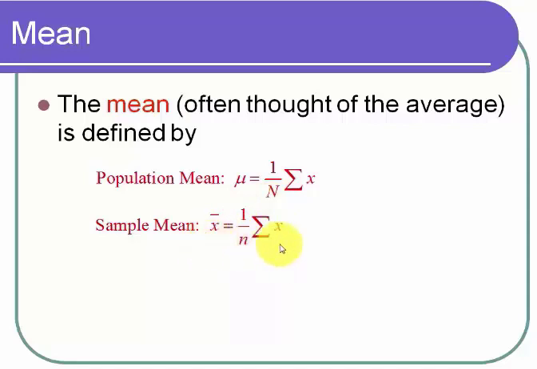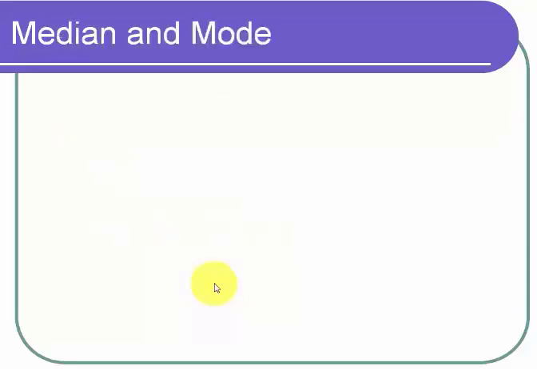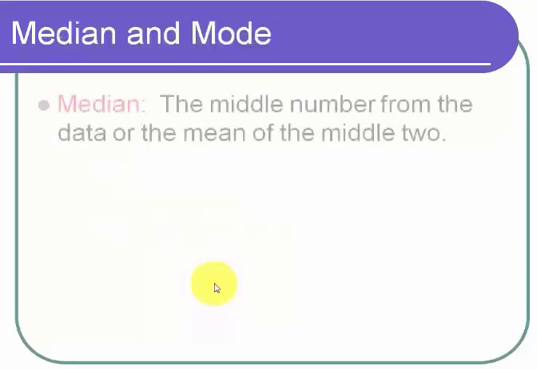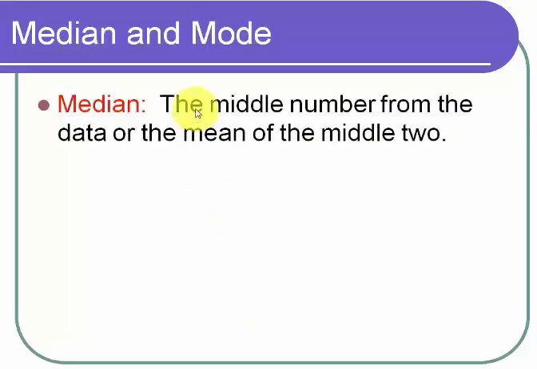So that's a mean. And again, you've worked with the average before, so I'm not going to spend a lot of time explaining what the average means. I'm going to assume you know that. Similarly, the median and the mode, you've had that since grade school. The median, just a reminder, is the middle number from the data. Or if there's an even number of values, we take the mean of the middle two numbers.